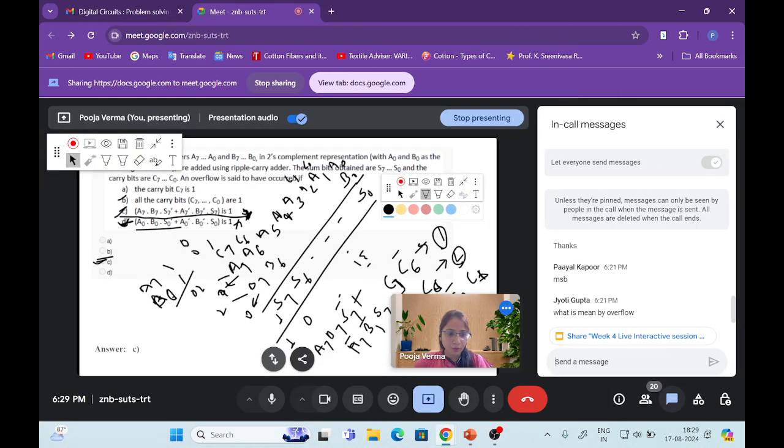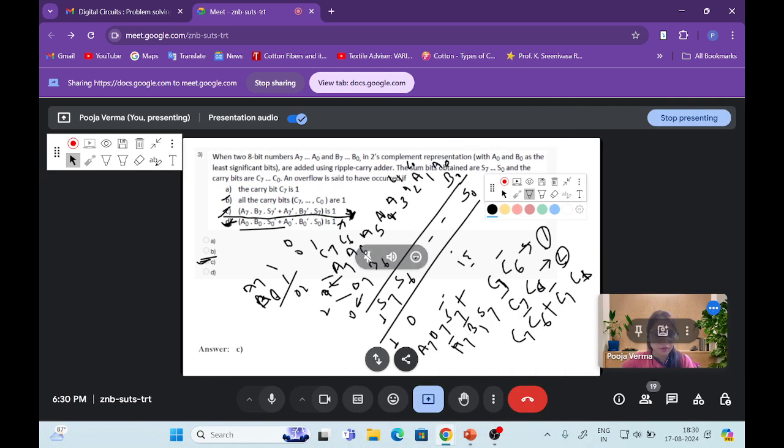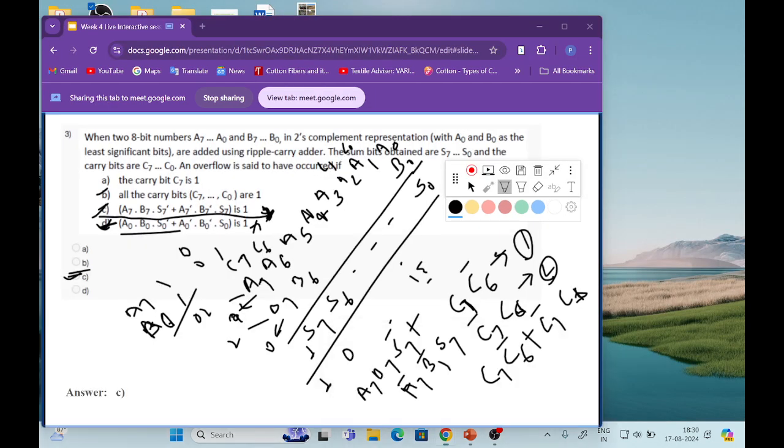So I hope what is meant by overflow is clear. If you are adding two numbers and those two numbers give an extra carry, I have already given one example. Have you listened? Is your question clear?